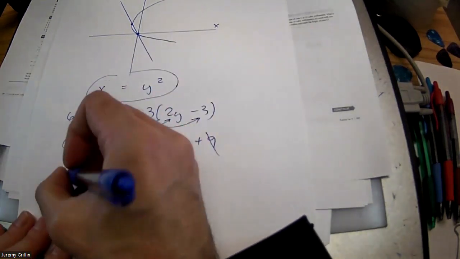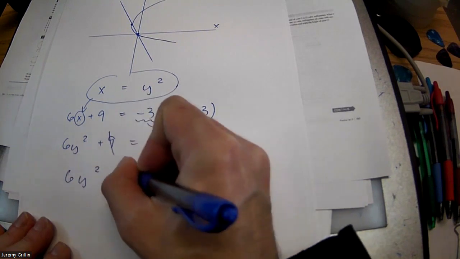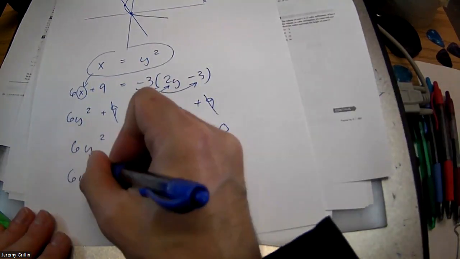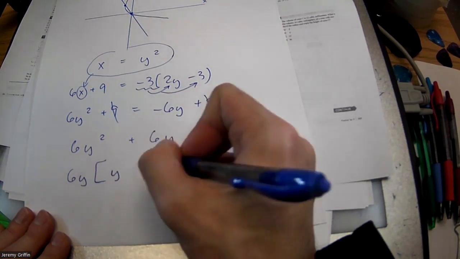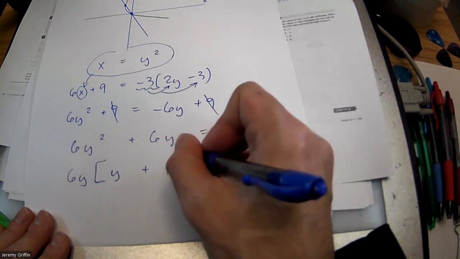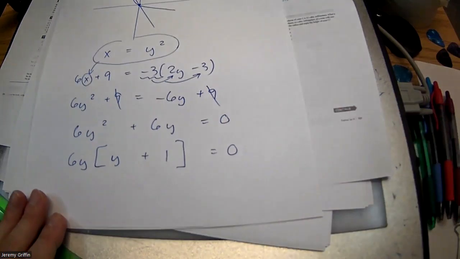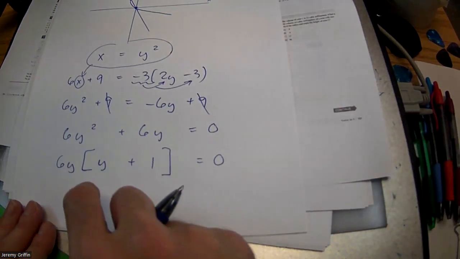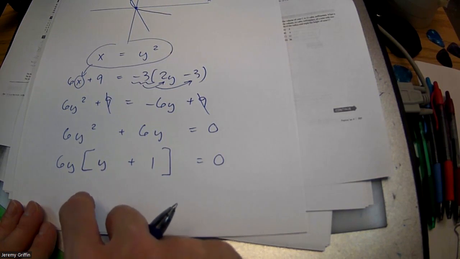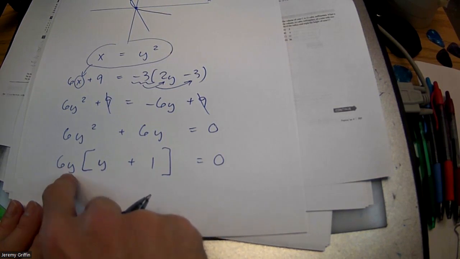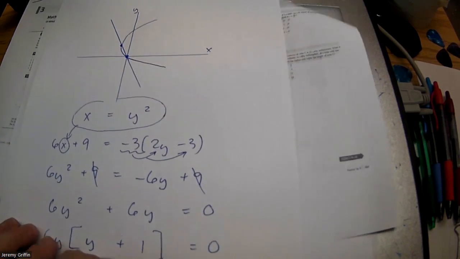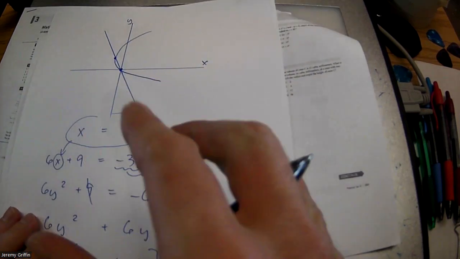Add 6y over: 6y squared plus 6y is 0. Factor out 6y. That's 6y times (y plus 1). Now, from this, there are two possible answers for y. What's one answer? 0. And what's the other answer? -1. Right? Okay, I got my graph upside down. Can't let me do that.